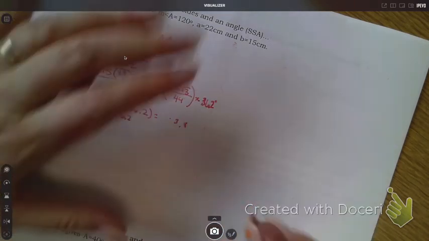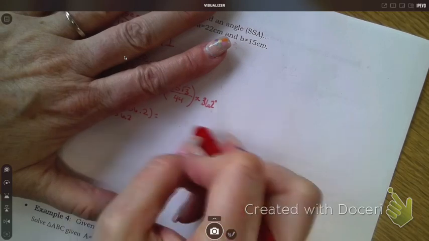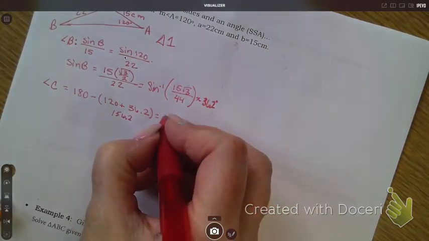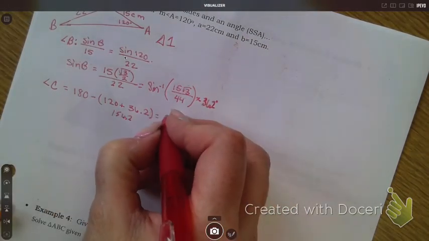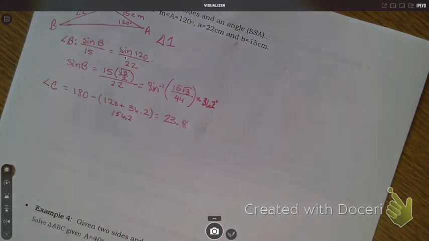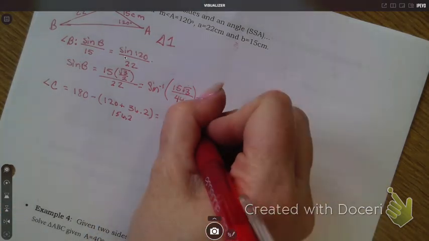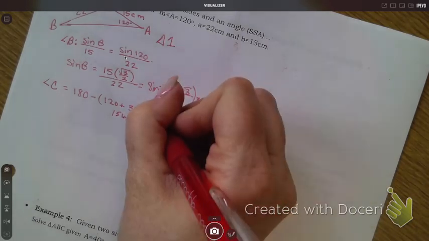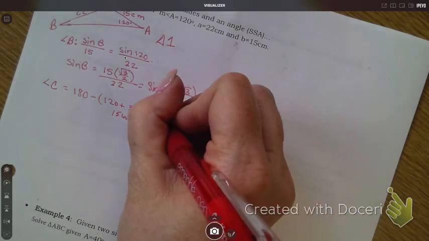I get 23.8. Is that what you guys got? Yeah, 23.8. Oh, yeah, the one, yes. Thank you. I just disregarded it. So 23.8 degrees? Wouldn't it be 24 approximately? Yeah, that's what I was just.